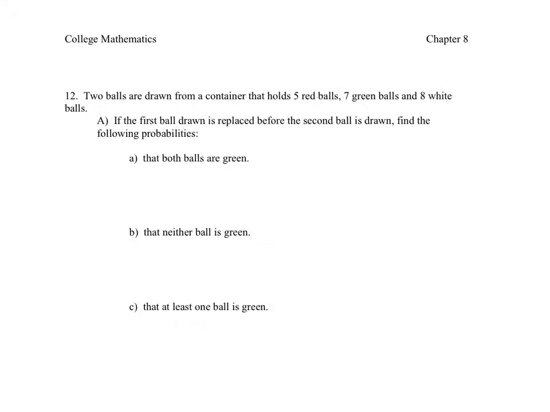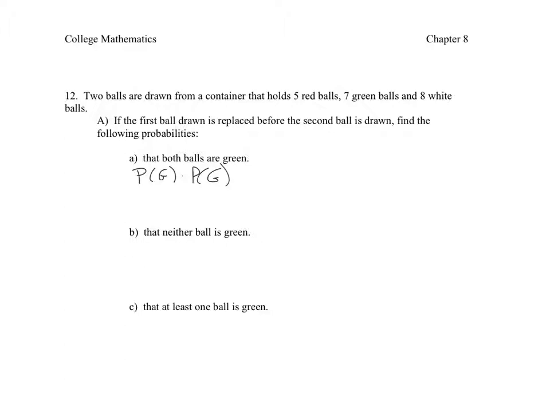Okay, 2 balls are drawn from a container that holds 5 red balls, 7 green balls, 8 white balls. This may sound familiar because we have looked at a question similar to this before, but now look at what it says. We're going to draw the first ball and we're going to replace it before the second ball is drawn, and we want to find these probabilities. So the probability that both balls are green, I need the probability of a green times the probability of a green. Now I do need to ask myself, are these independent?